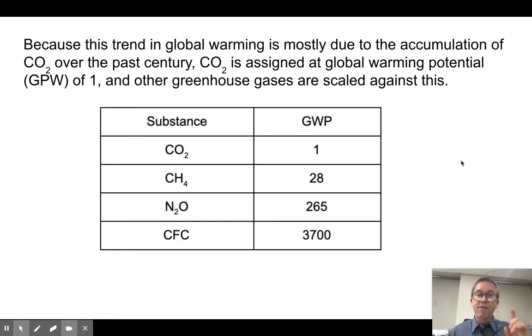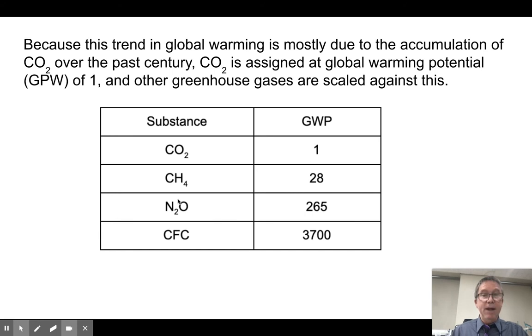But I point out carbon dioxide first, and here's why. We use it to assign what are called GWP numbers. A GWP number means global warming potential. And it turns out that different molecules have a different ability to capture infrared light and turn it back into heat. So CO2, being the main component that causes global warming, is arbitrarily assigned a GWP value of 1.